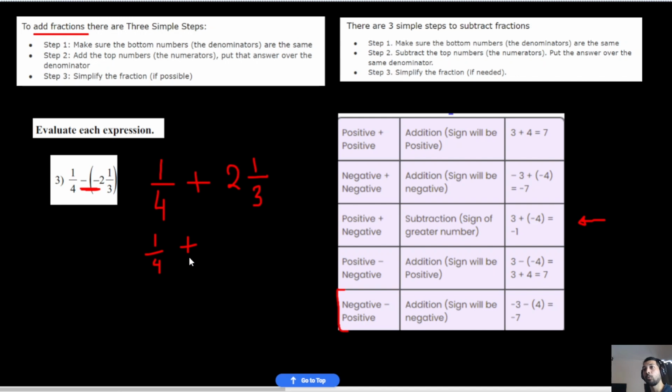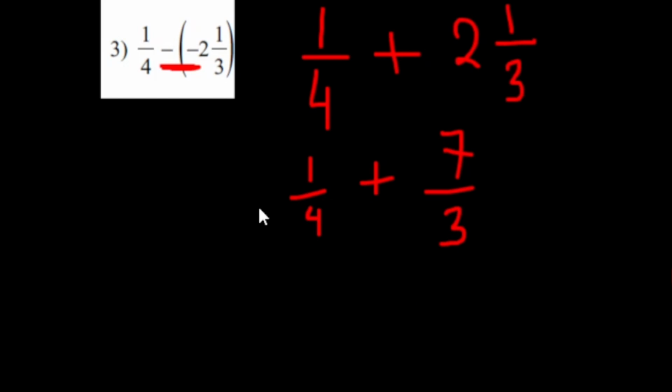Again, we make sure that when you add fractions, the fractions are in proper or improper form. Now this 2 whole 1 over 3 is a mixed fraction. So you can convert this into an improper fraction. 2 times 3, that is 6. 6 plus 1, that is 7. 7 over 3. Now we apply the first step, that is make sure the bottom numbers are the same. Now to make the bottom number same, again we apply the strategy, multiply each fraction by the other denominator. Now we multiply this by 3, and this one we multiply by 4.